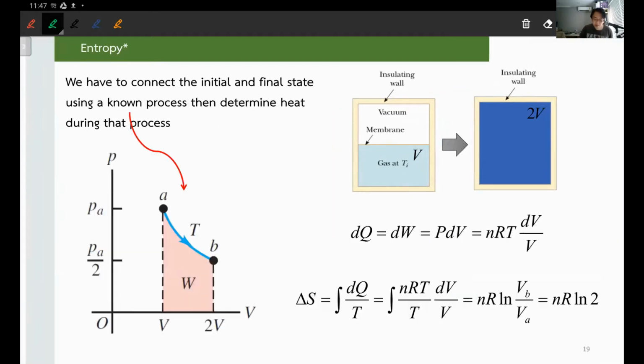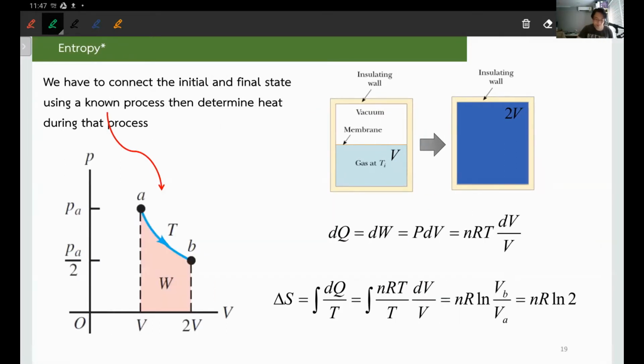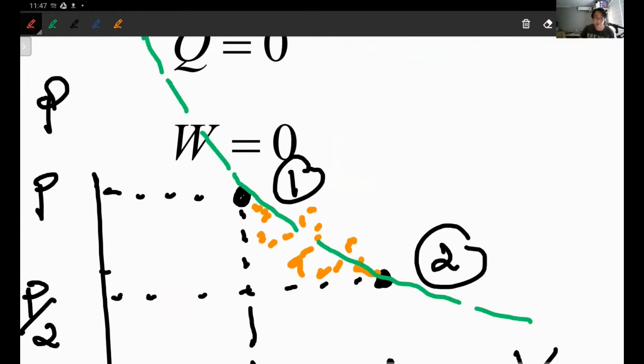So I'm going to use that line to do what? I'm going to calculate the heat flow, that is a reversible heat, because I know a curve in the PV diagram represents a reversible process. You see my point here? So I'm going to use the property of the entropy that I don't need to know the path. I can take any path going from A to B.